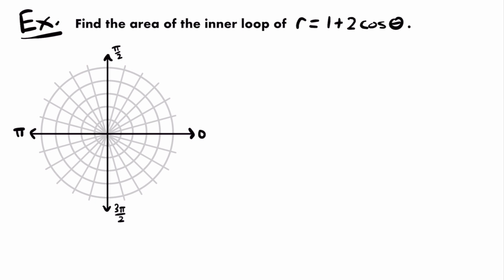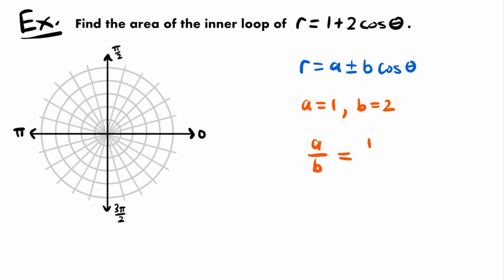All right, and so let's check to see if that's true. This polar equation is in the form of a limacon. We have r equals some constant a plus or minus some constant b times cosine theta. In this case, a is 1 and b is 2. So a equals 1 and b equals 2. And so if we look at a divided by b, that's equal to 1 divided by 2, which is 1/2. And 1/2 is less than 1, which means that we have a limacon with an inner loop. All right, so that checks out.